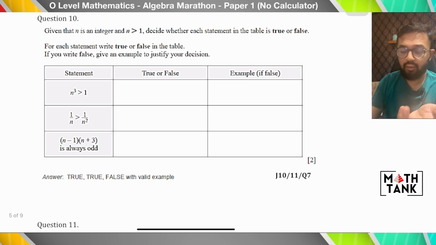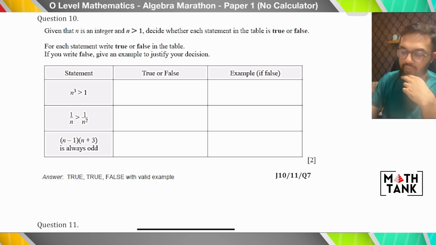Question number 10 is very different. Let's try solving that. It says given that n is an integer and n is greater than 1, decide whether each statement in the table is true or false. For each statement, give true or false on the table. If you write false, give an example to justify your decision.